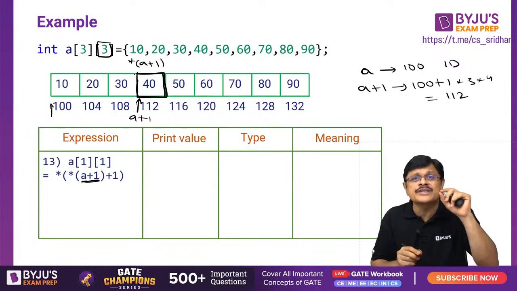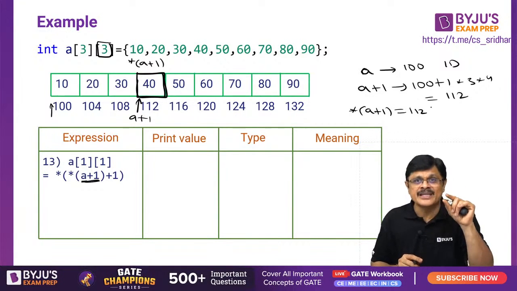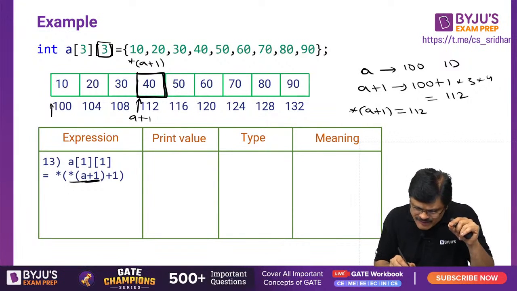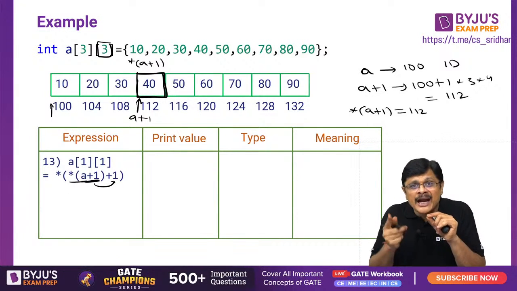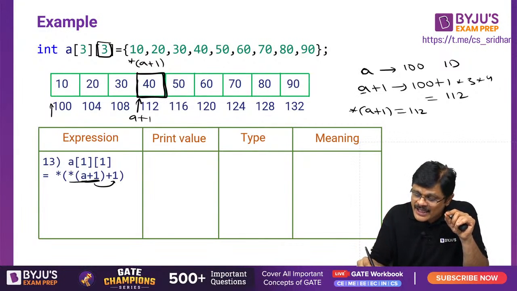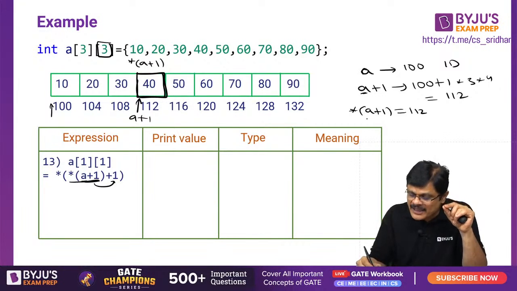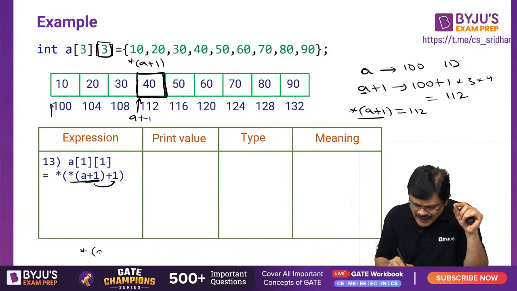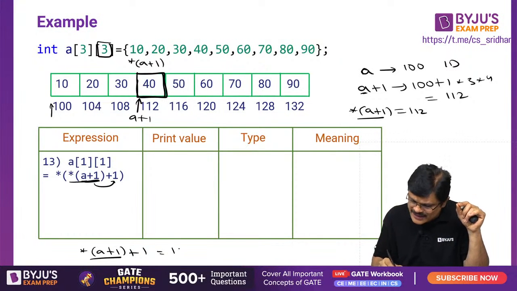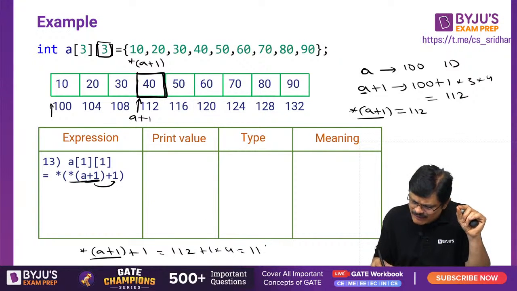Now it is a pointer to just an integer. See, star A plus 1 is 112 only, but this fellow is pointing to an integer. So if you add 1 to this fellow, what is added? Size of the integer is added, not size of the array. Because here A is pointing to an array, plus 1 means size of the array is added. But here it is an integer. When you do star A plus 1, because it is an integer, an integer size is added. So it is 112, 1 means size of integer, 1 into 4, that is 116.